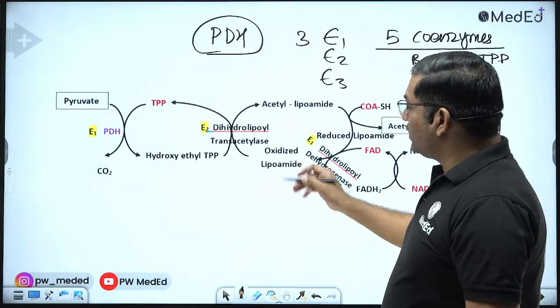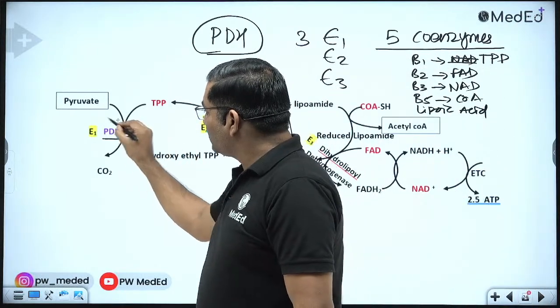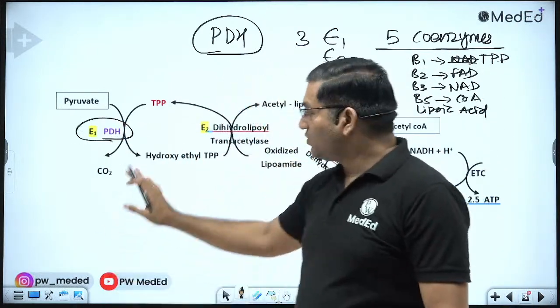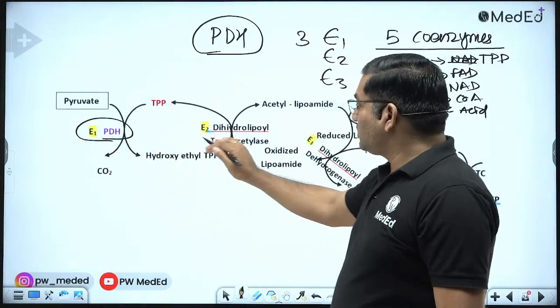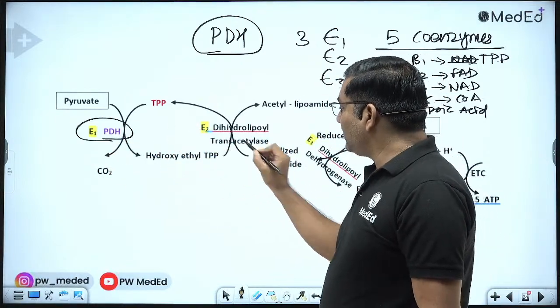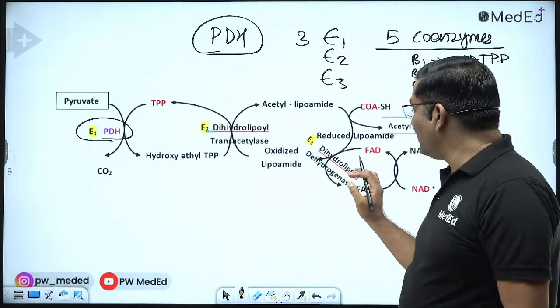Okay, so here E1 is pyruvate dehydrogenase itself. E2 is dihydrolipoyl transacetylase and E3 is dihydrolipoyl dehydrogenase.